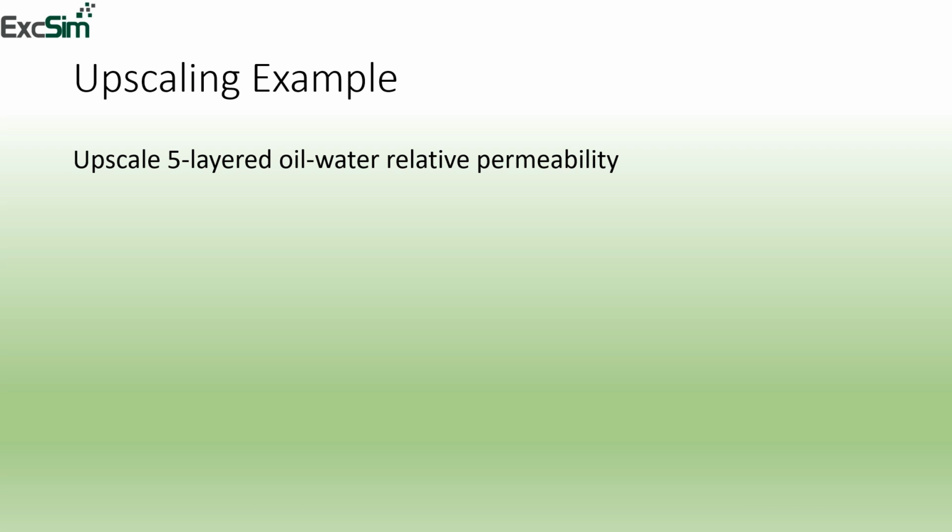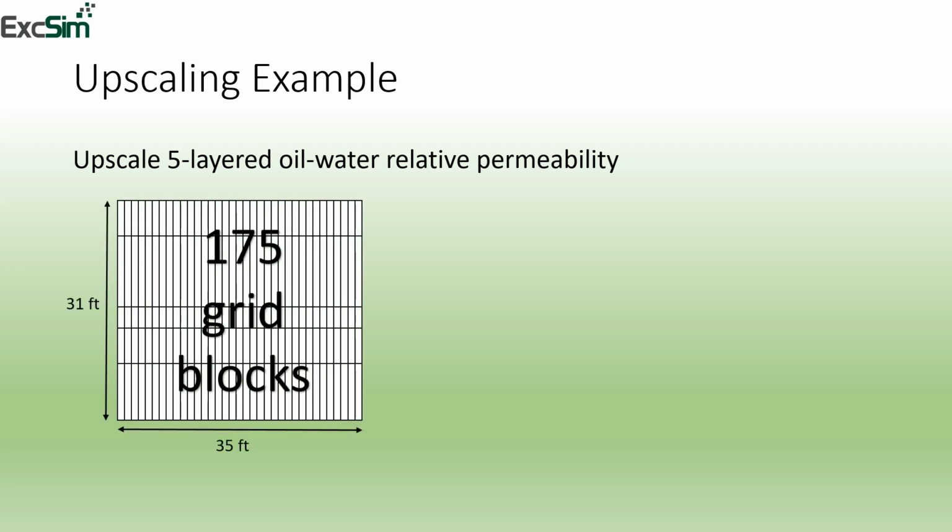The example we're going to show you here is we're going to upscale a 5-layered oil-water relative permeability model. And the model is shown here. It's a 35 feet long model, 5 layers, and each layer is subdivided into 35 grid blocks of 1 foot width or length. And the total package is about 31 feet thick.